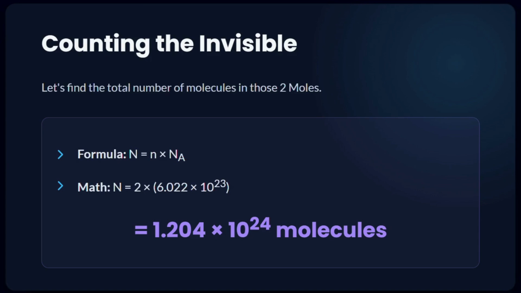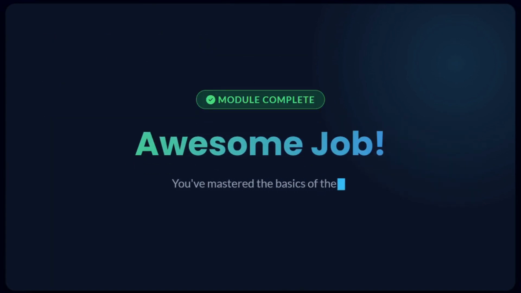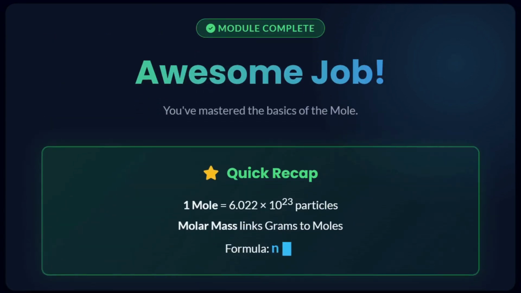Awesome job making it to the end. To quickly recap, a mole is just a massive counting unit equal to Avogadro's number, and molar mass is the bridge between the grams we can weigh, and the atoms we can't see. Keep practicing those conversions. That wraps up our lesson on stoichiometry and the mole.